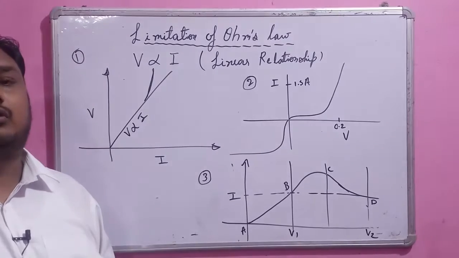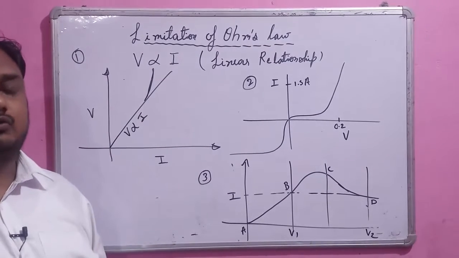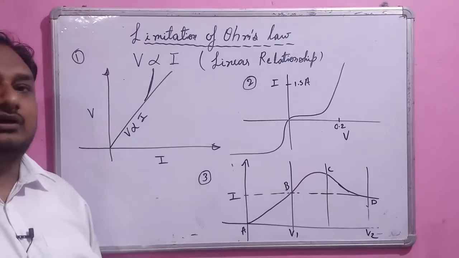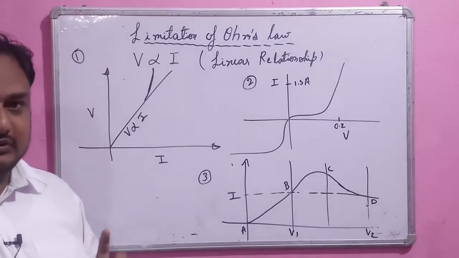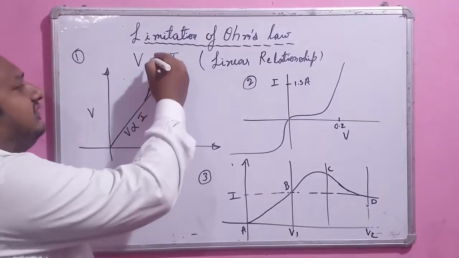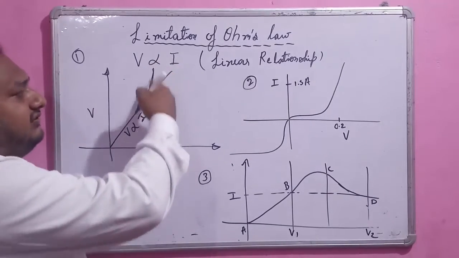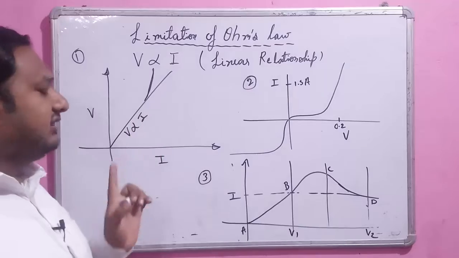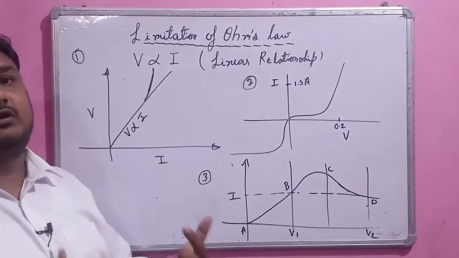According to that law, if we flow current in a conductor, then the temperature of the conductor also increases. Beyond this linear region, you can see a curve like this structure. The potential difference and current show a deviation from the linear relationship.